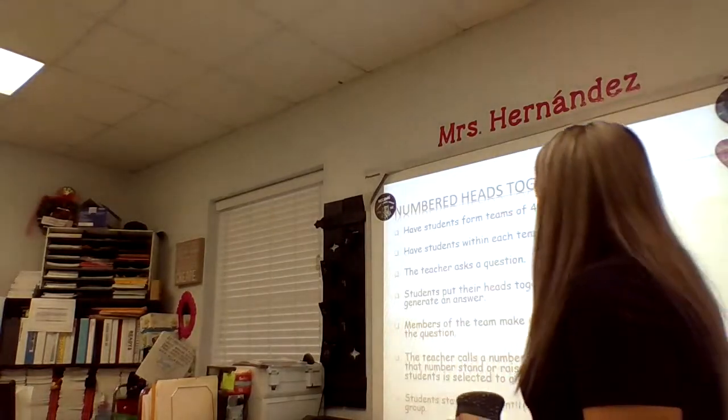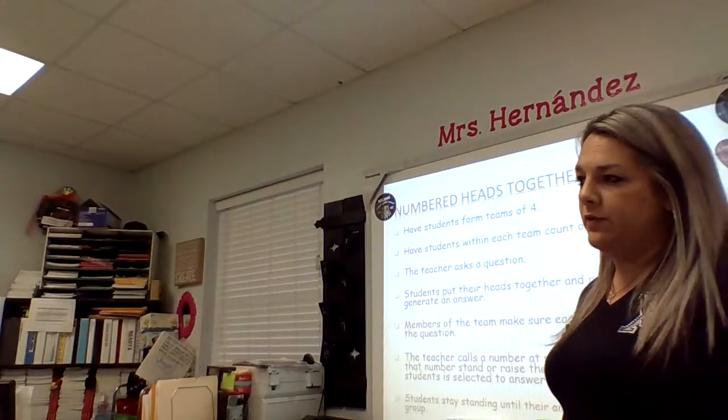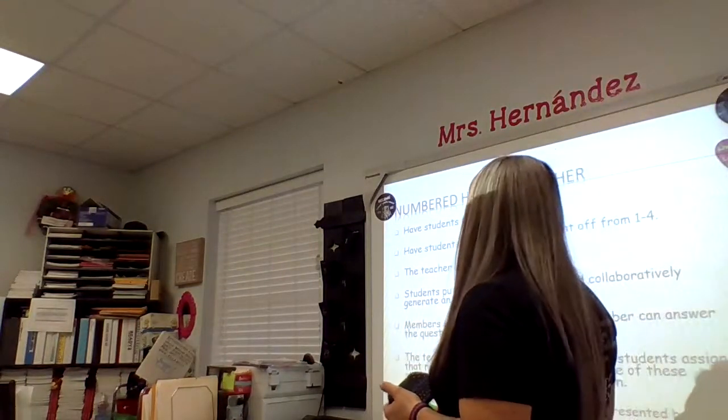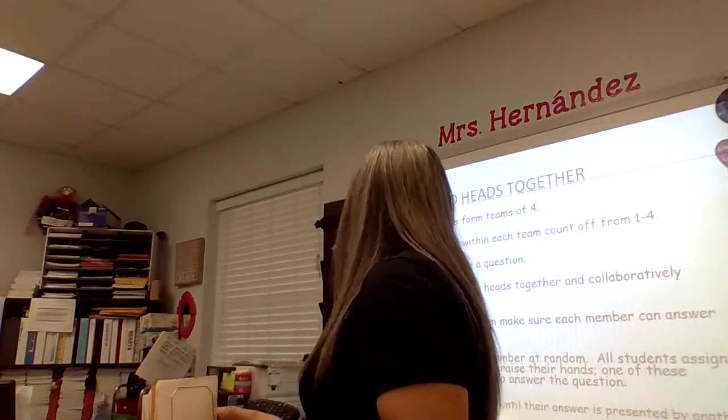So here's just an activity that you can do. It says here that students form teams of four, right? And then they'll count off from 1 to 4. So once they're in their little group of four, count off. Then you can do your lesson. At the end of your lesson, you can ask a question, right?